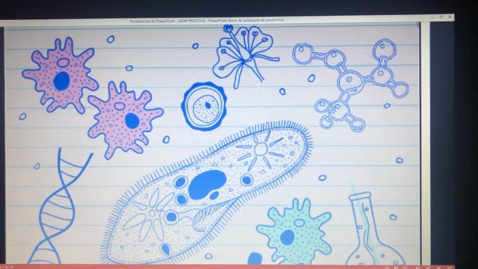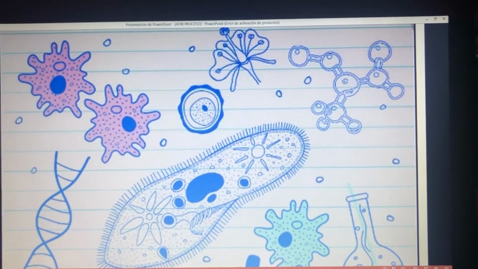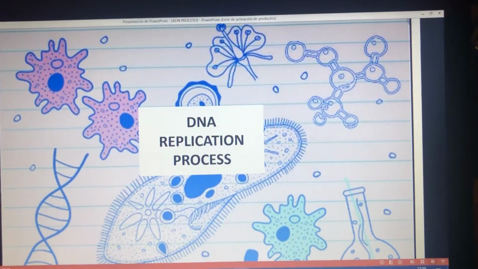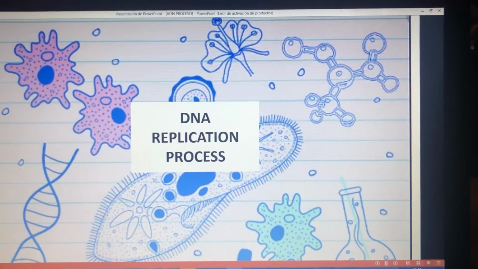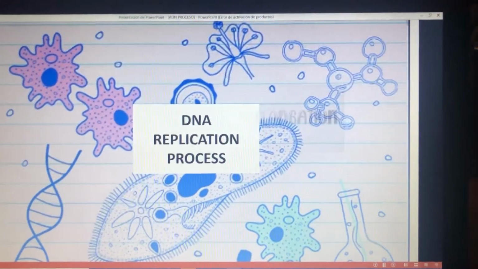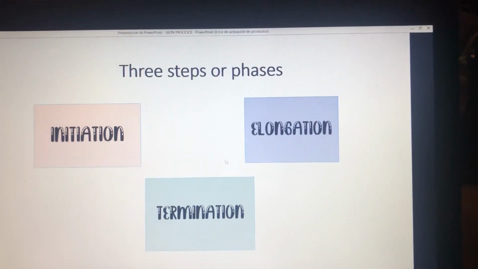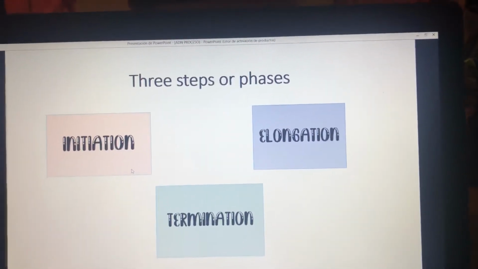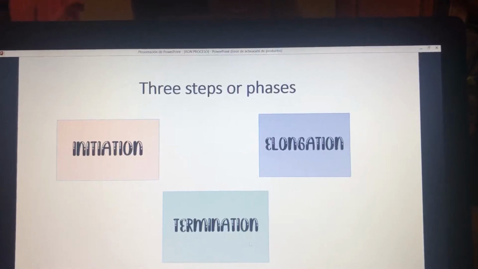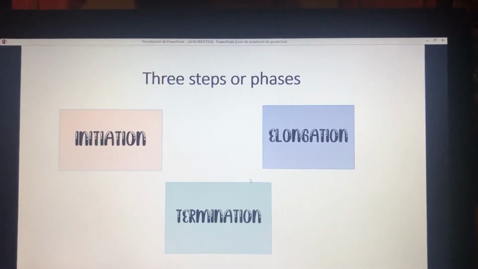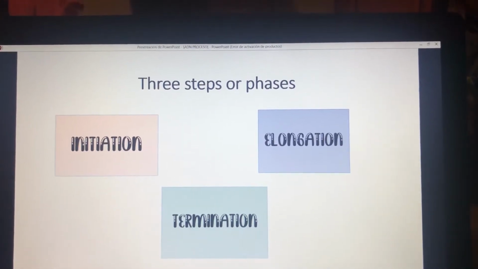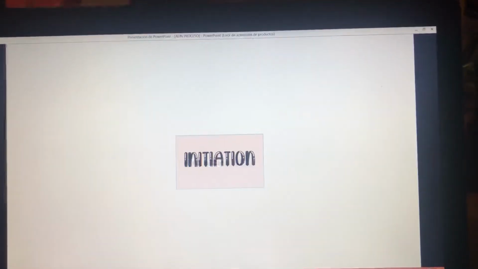I am going to talk about the DNA replication process. I am going to try to explain as best I can. There are three steps or phases, and they are initiation, elongation, and termination. Also, I am going to explain the process step by step.